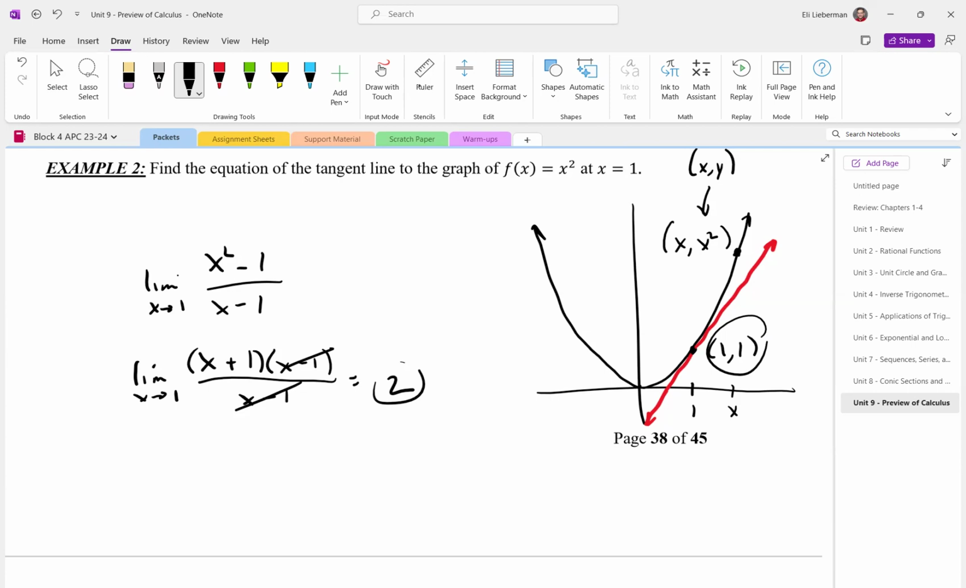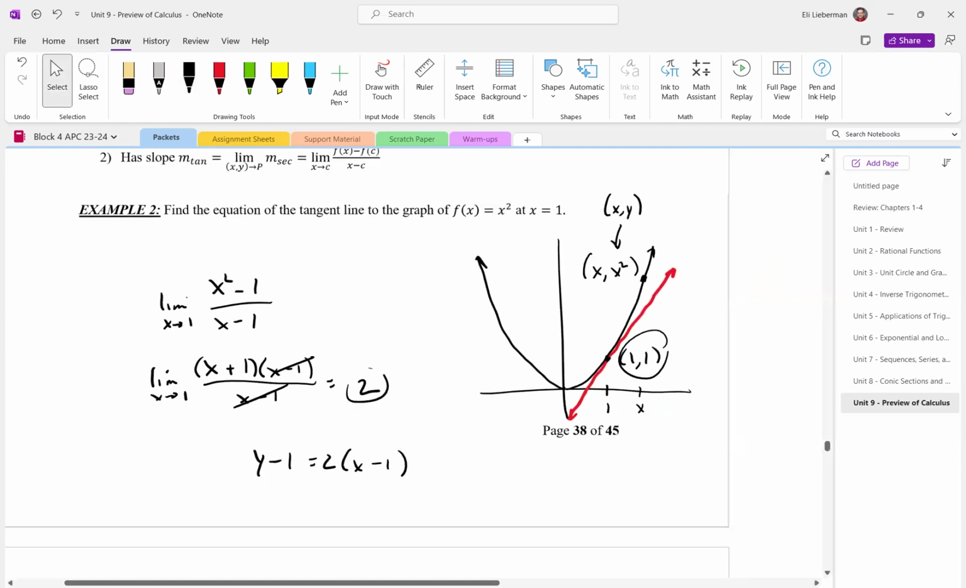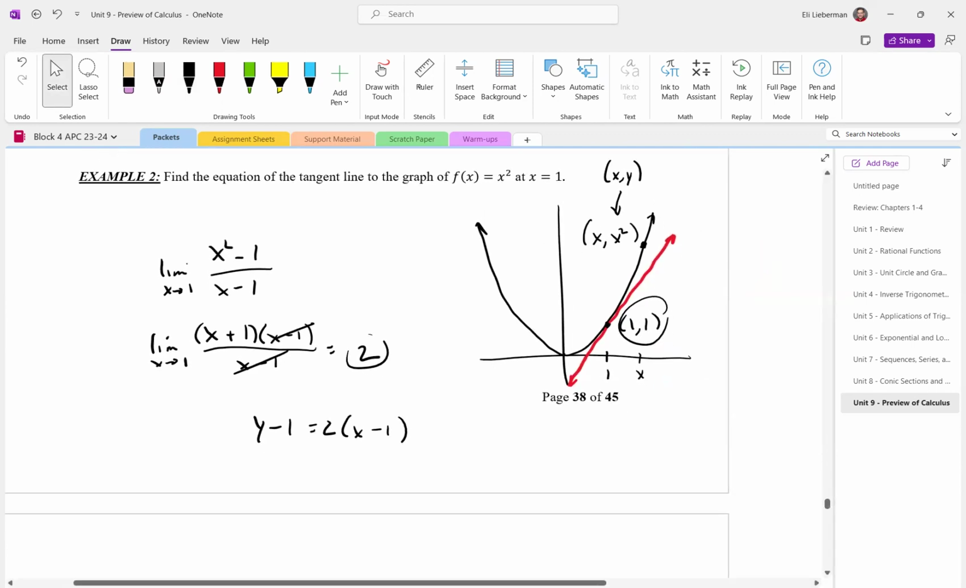y minus 1 is equal to 2 times x minus 1. Who'd like to tell us what it is? Are you good with that? And from there, just leave it, unless it asks for it in slope-intercept form. Yes, thank you for reminding us to finish answering the question. It's easy to forget about that when you know you've done all the heavy lifting.